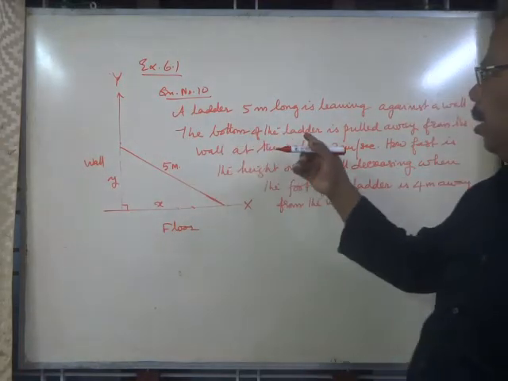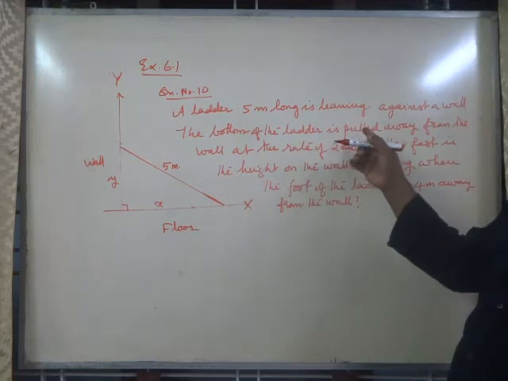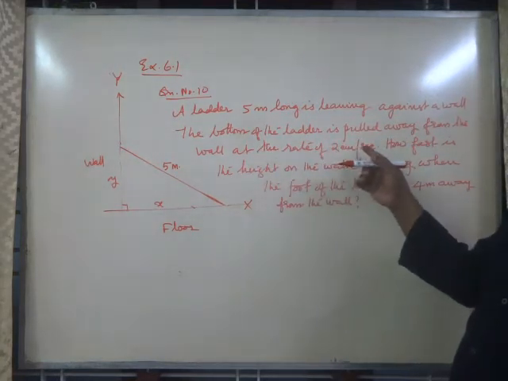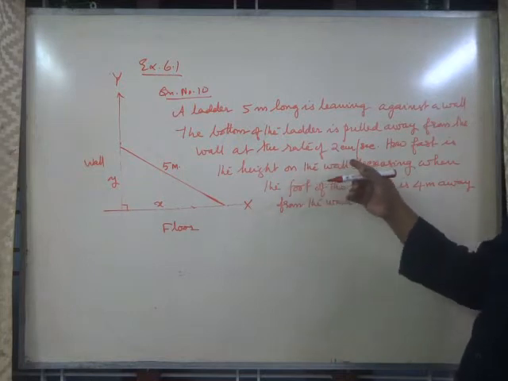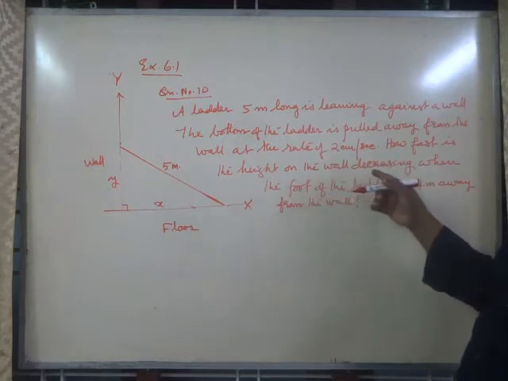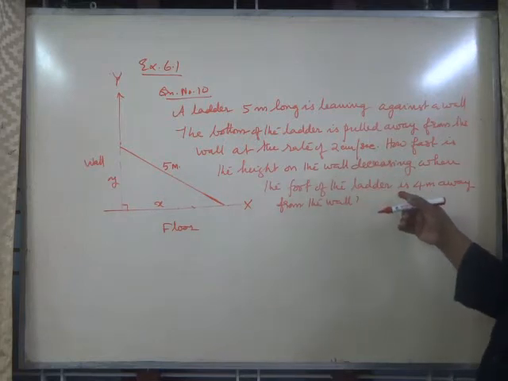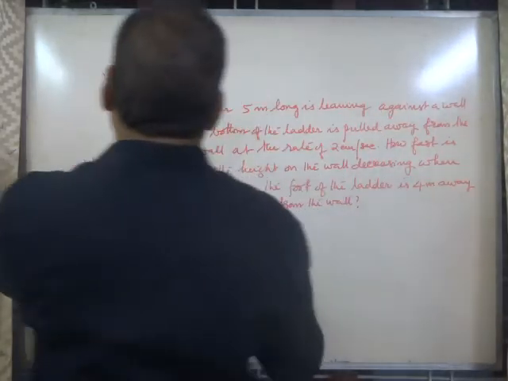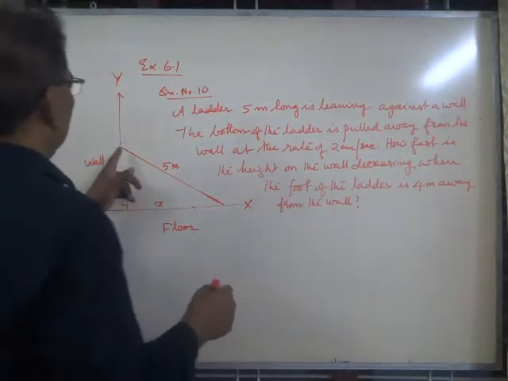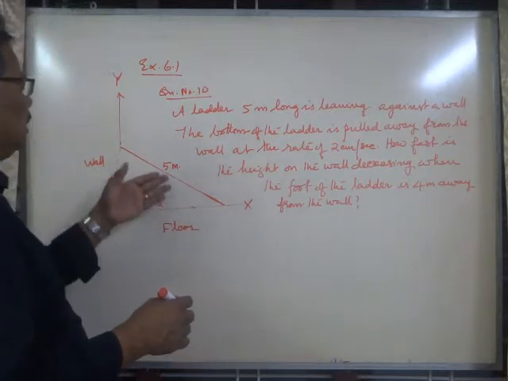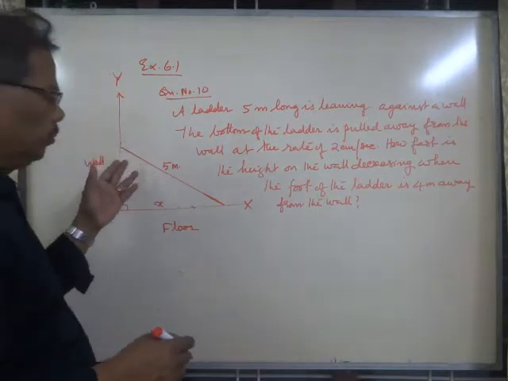A ladder 5 meter long is leaning against a wall. The bottom of the ladder is pulled away from the wall at the rate of 2 centimeters per second. How fast is the height on the wall decreasing when the foot of the ladder is 4 meters away from the wall? Here is a wall, a ladder of length 5 meters is leaning against that wall.